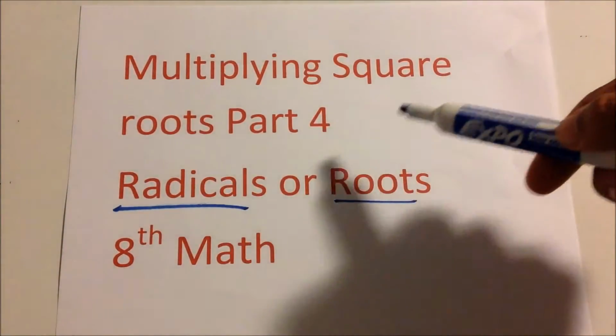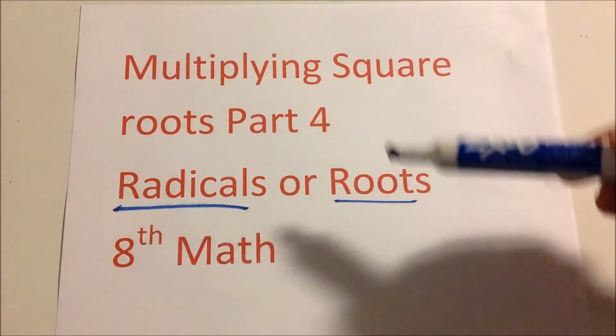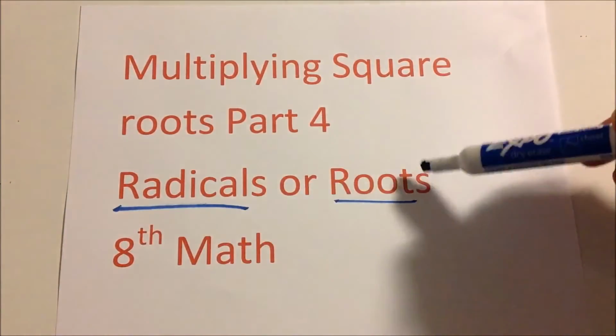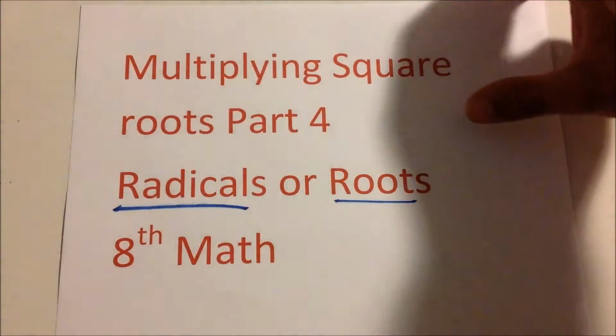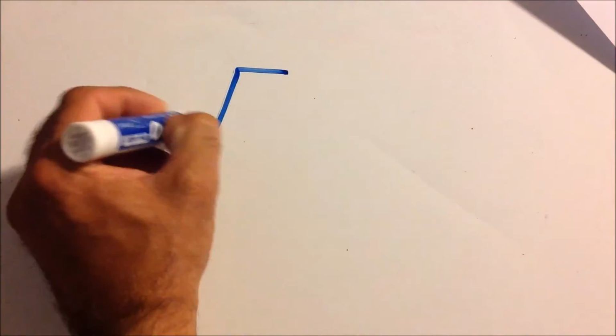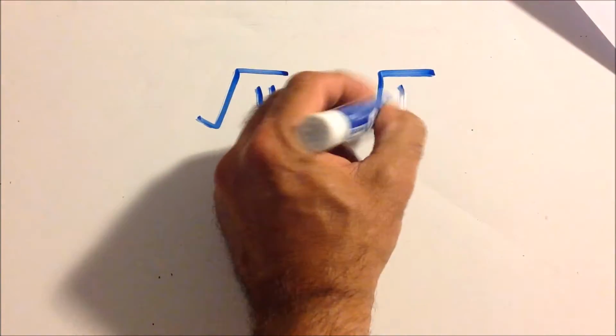Video on multiplying square roots. And remember, square roots are also called radicals or roots. We can use those two definitions. So let's look at an example for multiplying. Let's say we had the square root of 4 times the square root of 12.